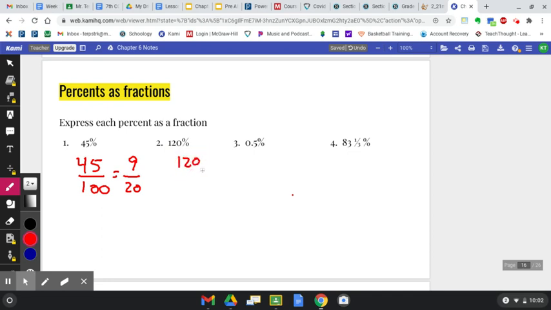120%. Again, to write it as a fraction, we just write it over 100. And I know that 20 goes into both of those, 6 times and 5 times.